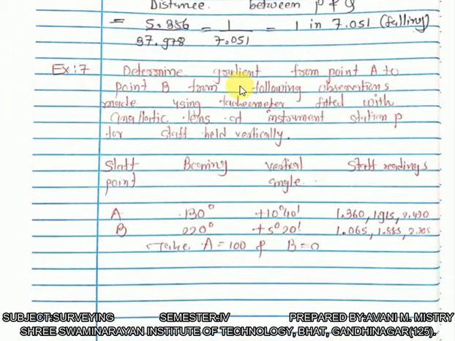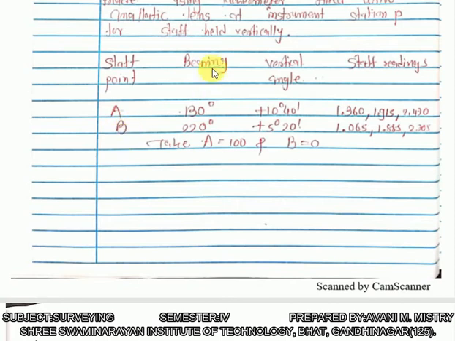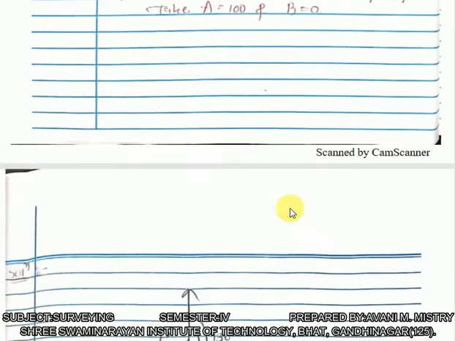Example number 7. Determine the gradient from point A to point B from the following observations made using the tachymeter fitted with the analytical lens at the instrument station P for staff held vertically. Staff station is AB, bearing is 130 degrees, 220 degrees, vertical angle is plus 10 degrees 40 minutes, then plus 5 degrees 20 minutes. Staff reading is 1.360, 1.915, 2.470, and the second staff reading is 1.065, 1.885, 2.705. K is equal to 100 and B is equal to 0.